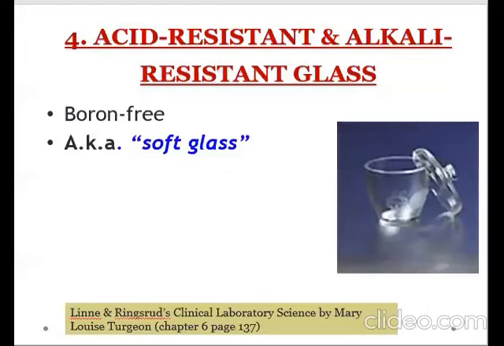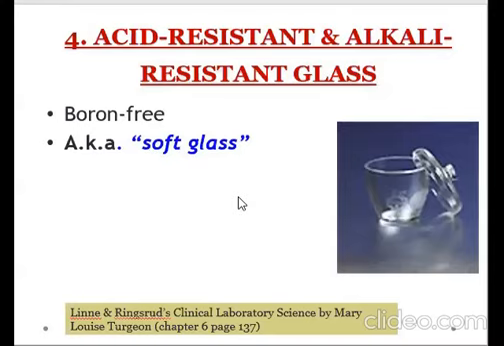Fourth category of glass is your acid-resistant and alkali-resistant glass. So this one is boron-free. And ito na yung sinasabi ko kaninang soft glass. Okay? So that is actually the difference now when we say hard glass and soft glass.